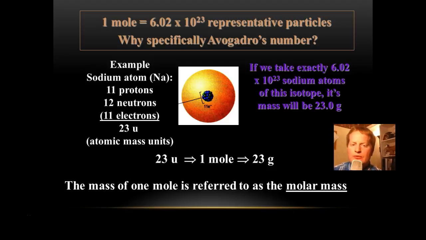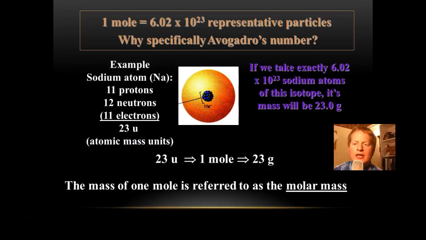The example to kind of help you understand is that if we were to take the mass of sodium, so just the atomic mass of 1 sodium atom, we have 11 protons there and 12 neutrons. We know the mass of the electrons is so tiny that we don't consider it, right? So really we're just adding up 11 protons plus 12 neutrons to get our atomic mass of 23 U. So a single atom of sodium has a mass of 23 U, or atomic mass units.